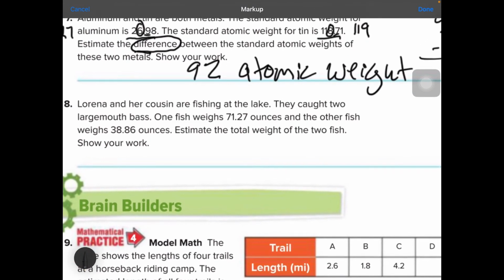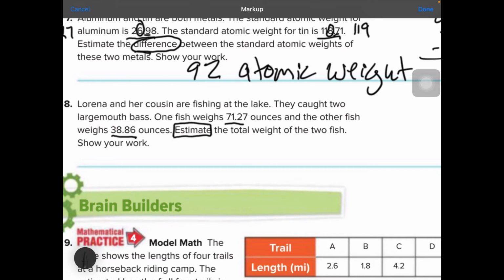All right, number 8. Lorraine and her cousins are fishing at the lake. They caught 2 largemouth bass, which are some really cool fish, by the way. One weighed this much in ounces, and the other fish weighed that much in ounces. Estimate the total weight of the 2 fish. So it sounds like we're adding the weight together, so this is going to be an addition problem.